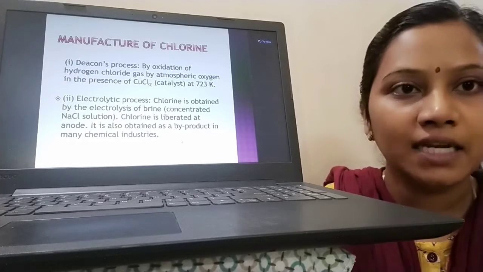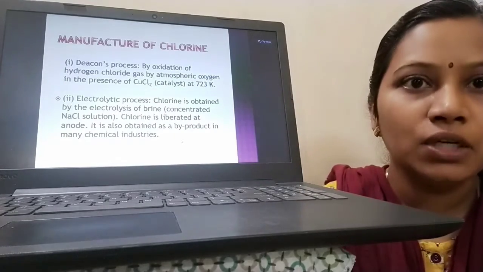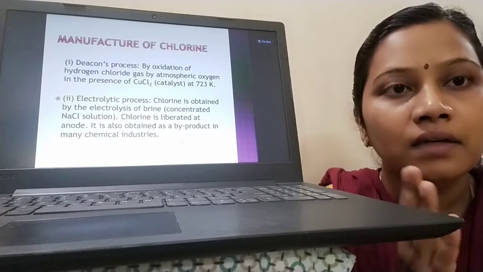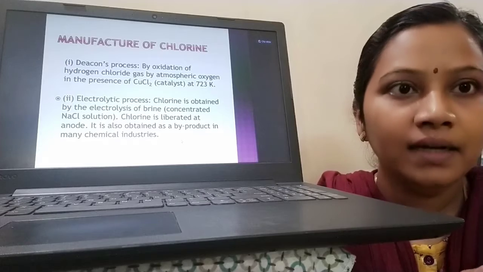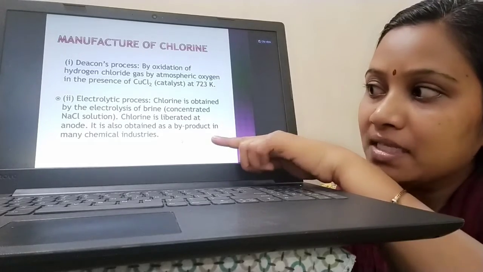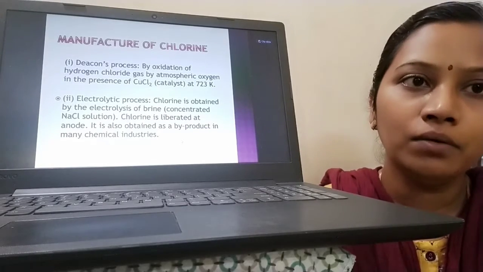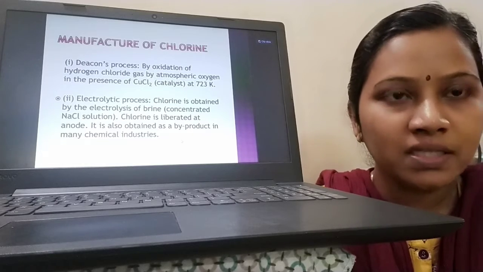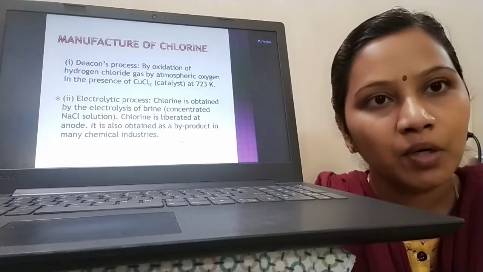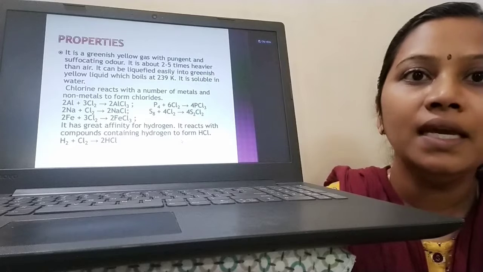Now the second method is the electrolytic process. Here you need to take brine solution, which is nothing but concentrated sodium chloride solution, and when you switch on the current, electrolysis happens and chlorine will be deposited at the anode. It is obtained as a byproduct in many chemical industries. So apart from this, you are getting chlorine in many industrial processes as a byproduct. So about the manufacture of chlorine, we have Deacon's process, number 2 is electrolysis, and number 3, it is produced as a byproduct in many industrial processes.